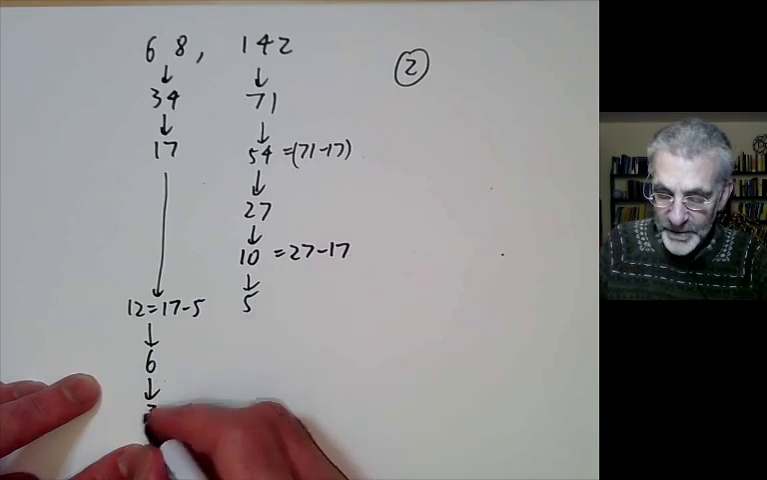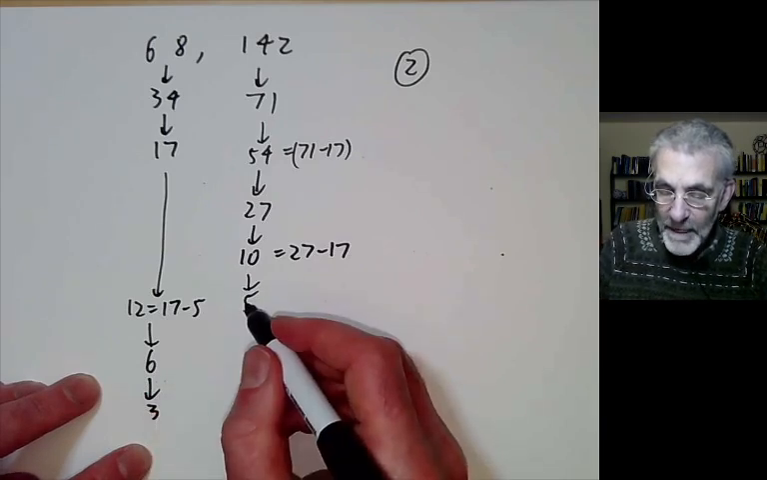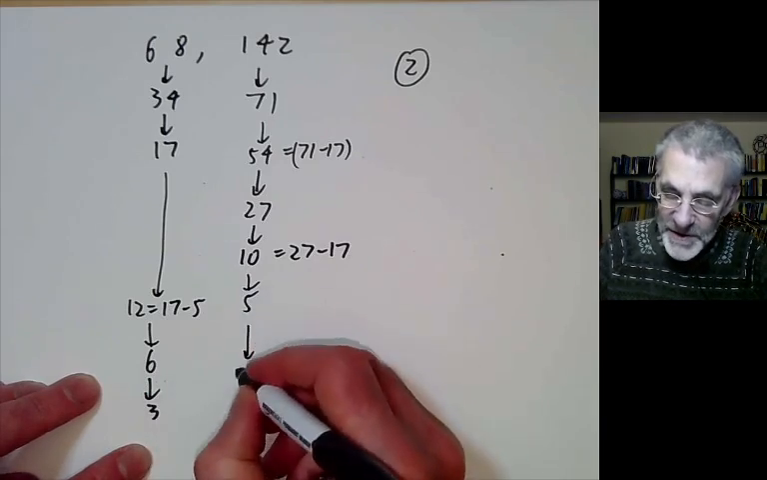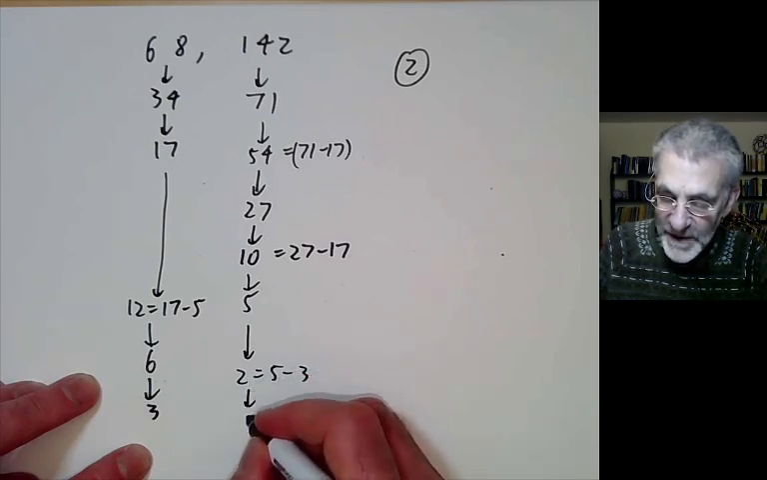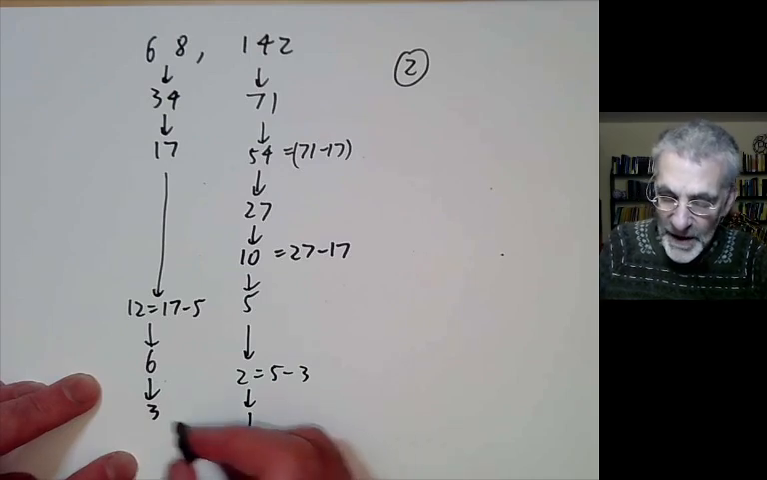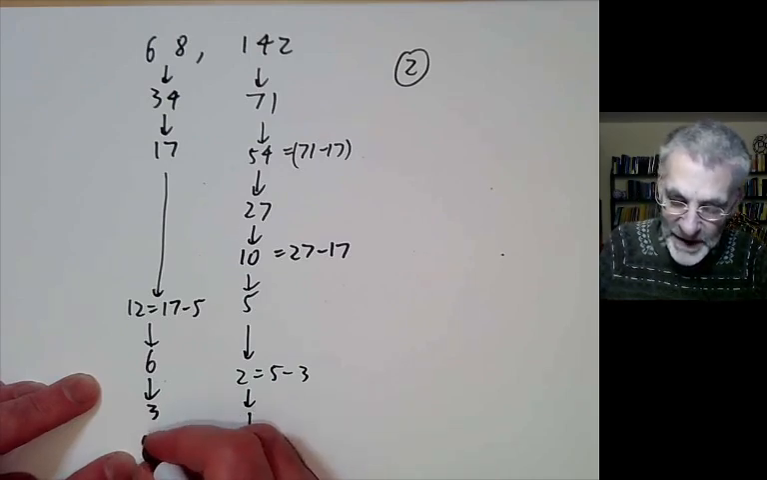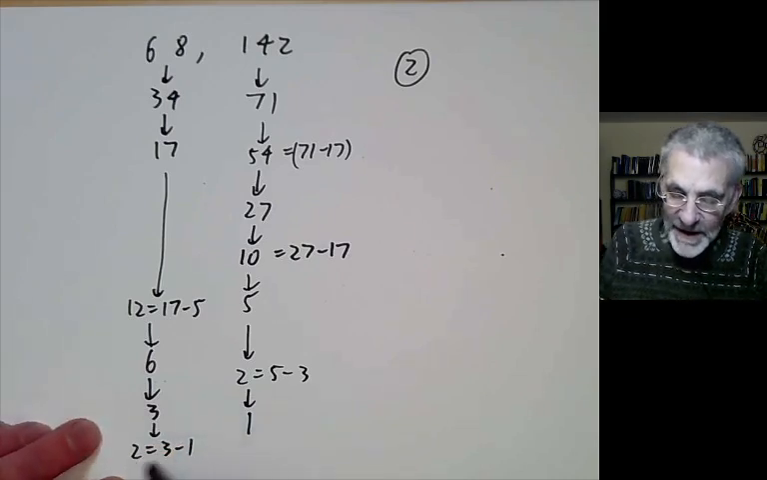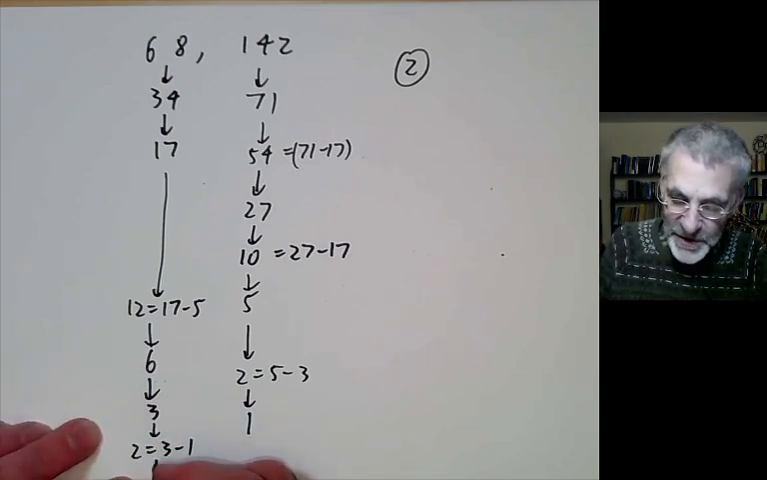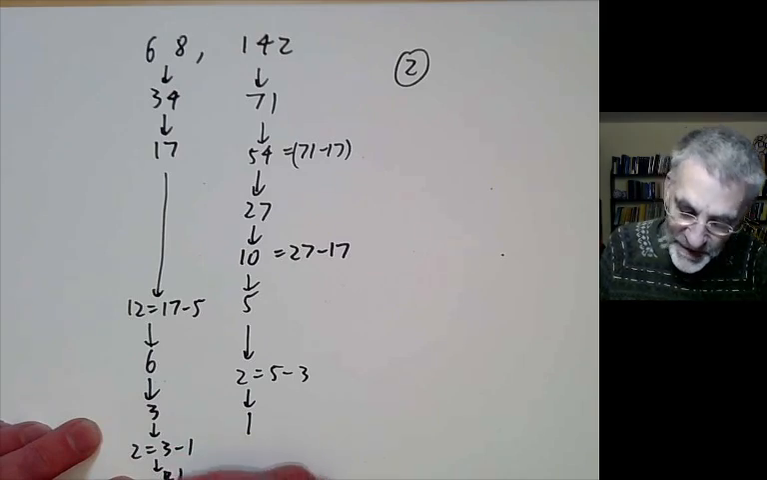And now 5 is bigger than 3, so I go down to 2, which is equal to 5 minus 3. And now I take out the factor of 2, which is 1. And now I can subtract these, so I get 2, which is 3 minus 1. And now I can take out the factor of 2, so I get down to 1.